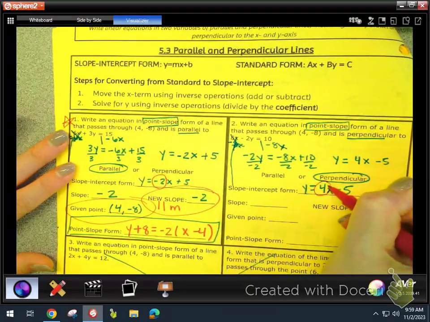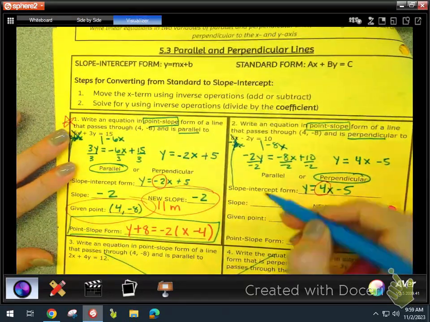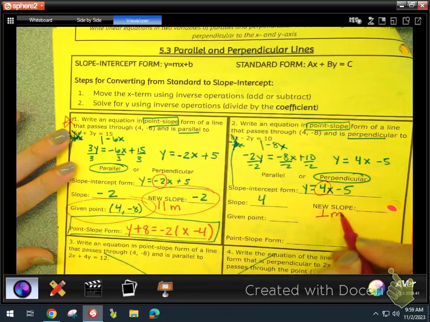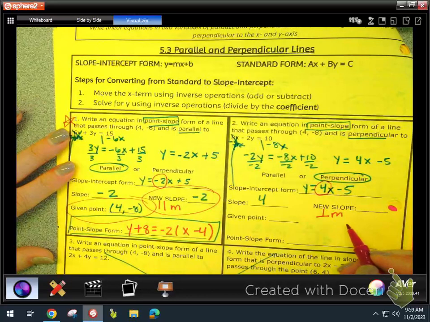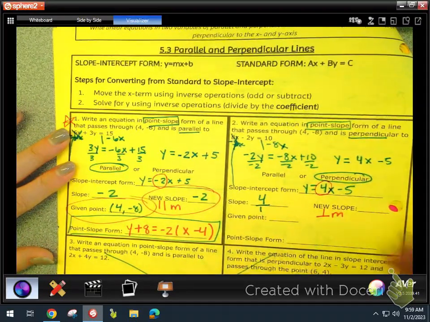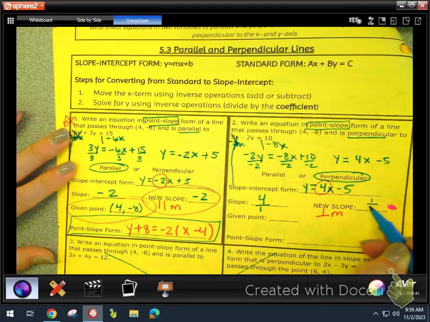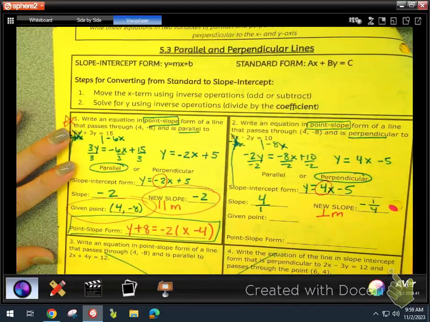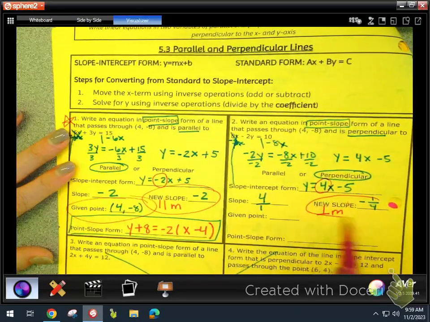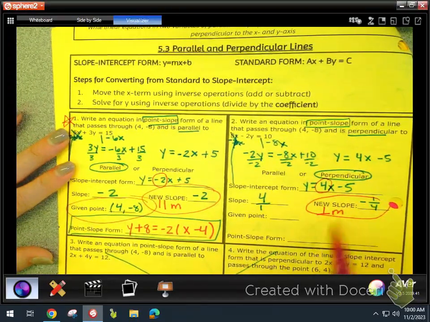So all that work, what's the one thing that we need from that slope-intercept form? The slope. The slope of that is 4. 4, but what kind of slope do we need? Perpendicular. So we have to flip it. Remember, this is the same thing as 4 over 1. So when we flip it and change the sign, 1 over 4. So which slope would you use? You have to use the perpendicular one. You see how it says new slope? You have to use that one.